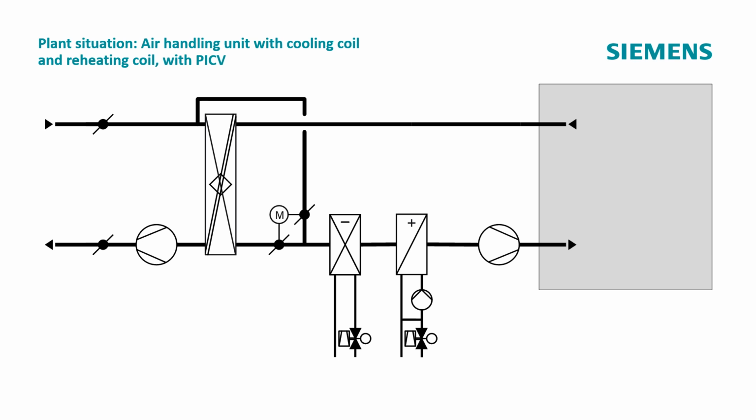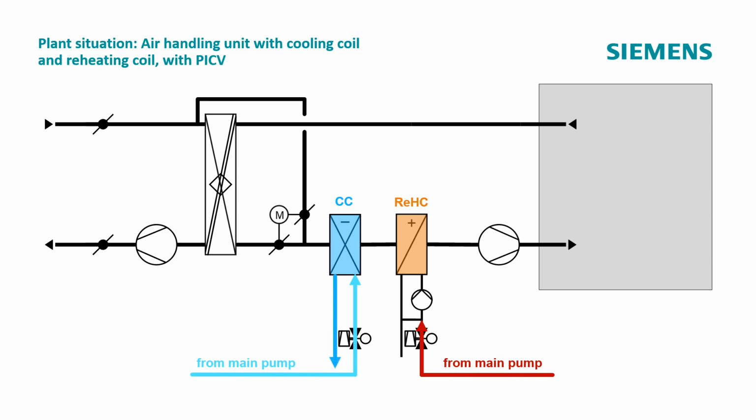In this plant, the cooling coil and reheating coil are each supplied with cold respectively warm water by their respective main pump. The main pump carries the water through the cooling coil, but in the case of the reheating coil, the pump on site ensures circulation through the reheating coil and the main pump returns the cooled water back to the generator.